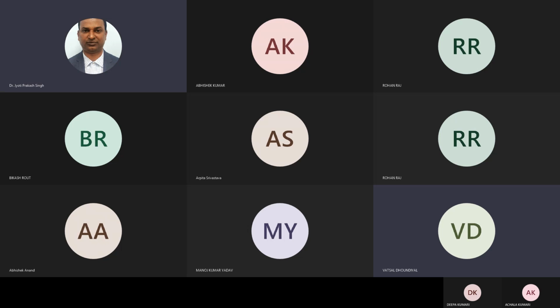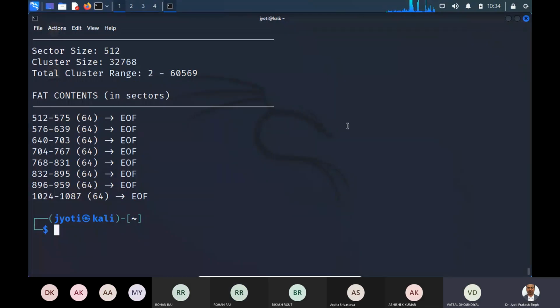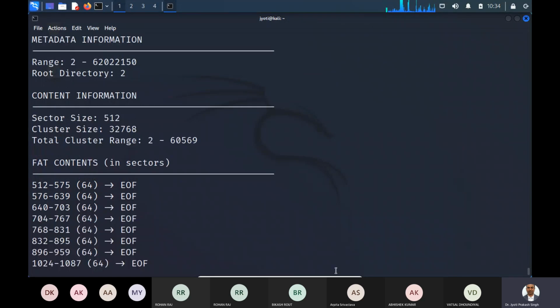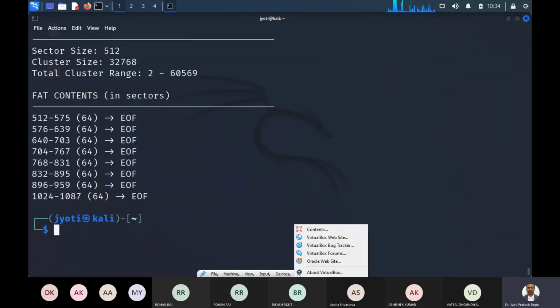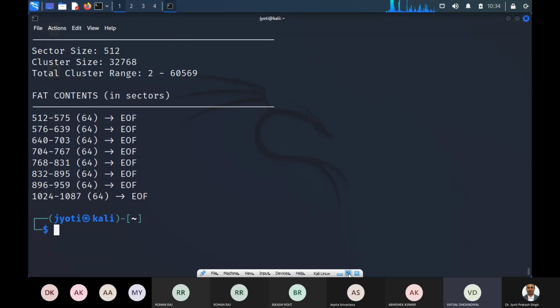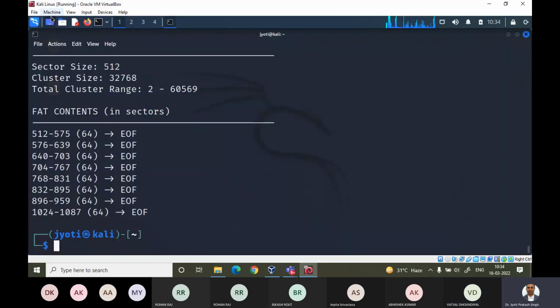So I have just one pen drive. Let me just show you the pen drive first and what I have done with this. Devices there. So you can see here, I have got one pen drive here.